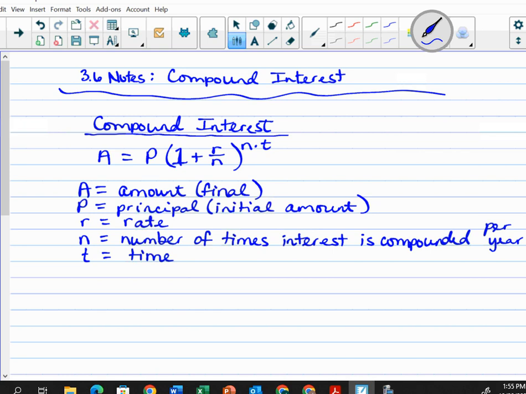Like March 1st. So how do you write one day in years? 1 over 365. Yeah, I won't make you. So wait, what's the difference between N and T? N is the number of times it gets compounded.